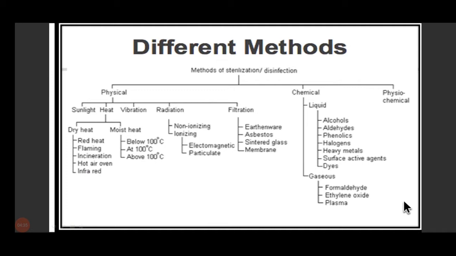Radiations can be of broadly two types, non-ionizing and ionizing radiations. In ionizing radiations, you have electromagnetic and particulate radiations. In filtration, you can use earthenware, asbestos-based filters, sintered glass, or membrane pore filters. Then the second category is chemical disinfection methods. These include liquid and gaseous states. In liquids, which we use in our day-to-day practice, like sanitizers, which are alcohol-based rubs, you can use aldehydes, phenolic compounds, halogens, heavy metals, surface active agents, and dyes. In the gaseous forms, it is formaldehyde, ethylene oxide, and plasma.